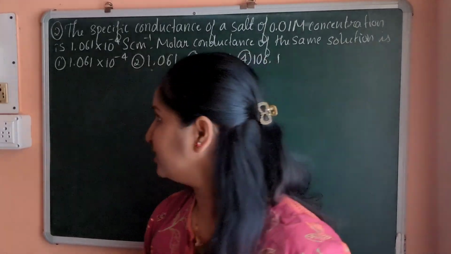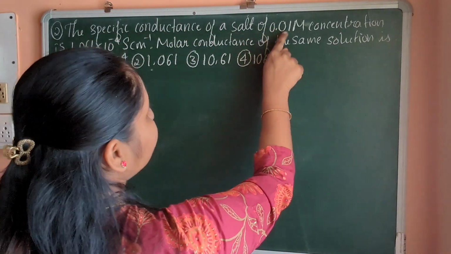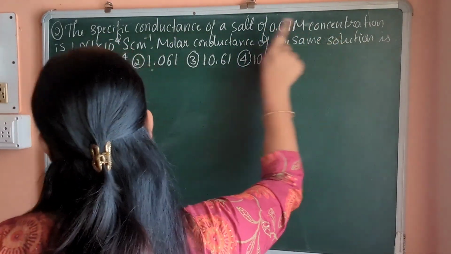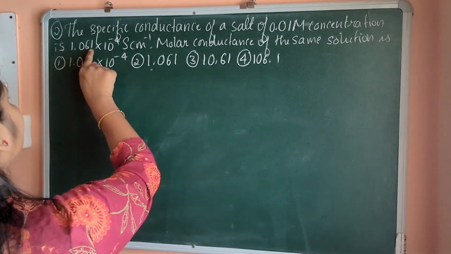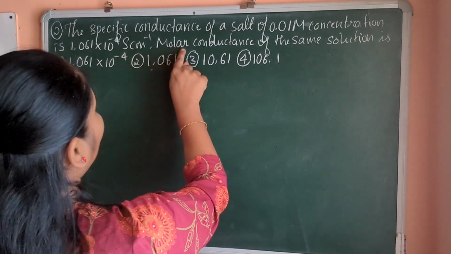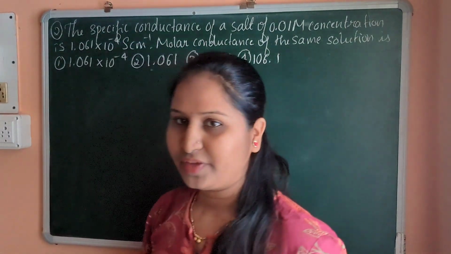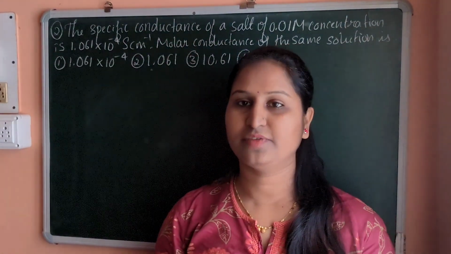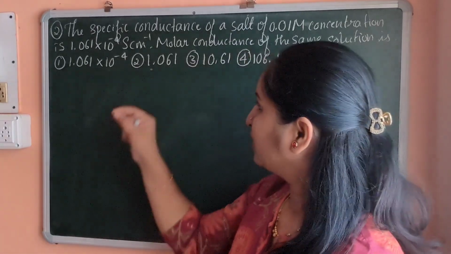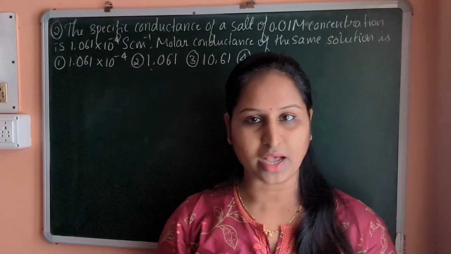The second question is, the specific conductance of a salt of 0.01 molar concentration is 1.061 into 10 to the power minus 4 Siemens per centimeter. Molar conductance of the same solution is. So whenever we are solving numerical questions, the first thing we have to do is find out the given things and then calculate what is being asked here.